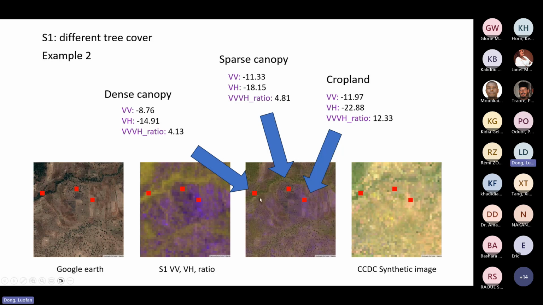It also shows the VV/VH ratio here for these three pixels. These three pixels are dense tree canopy for the first one, sparse canopy for the second one, and a very clean cropland for the third. I show the values here. For the cropland, the VV/VH ratio is much higher, as we said. For the sparse canopy, it shows a much lower ratio, and for the dense canopy, the ratio is even lower.